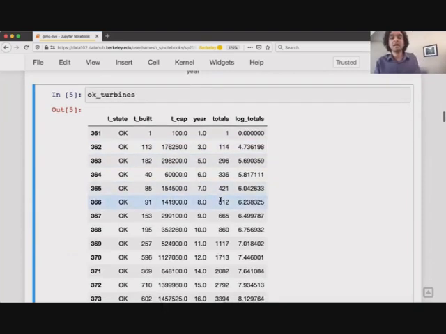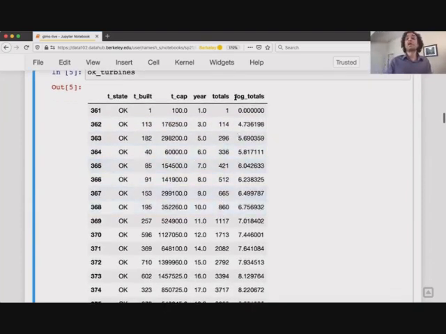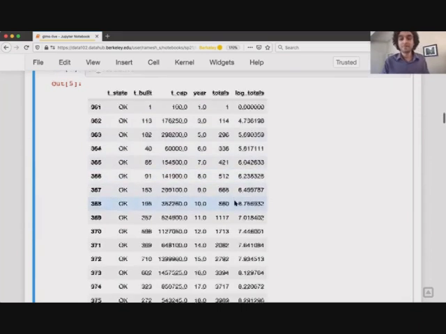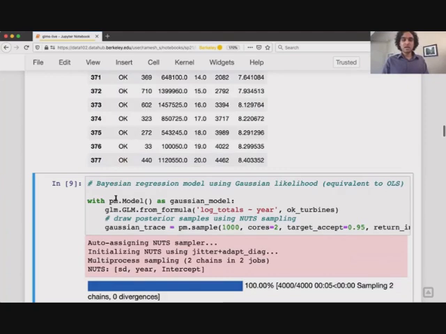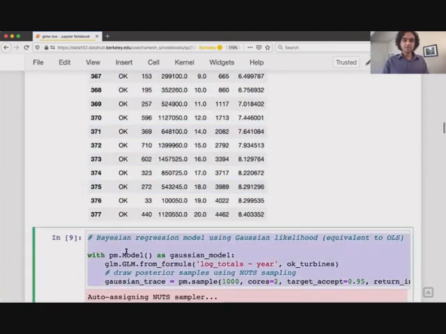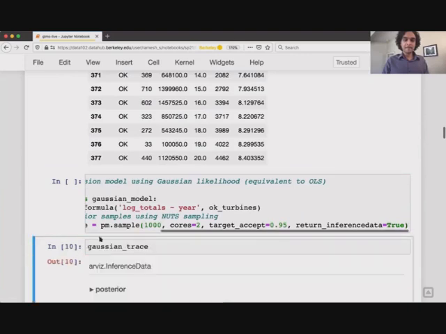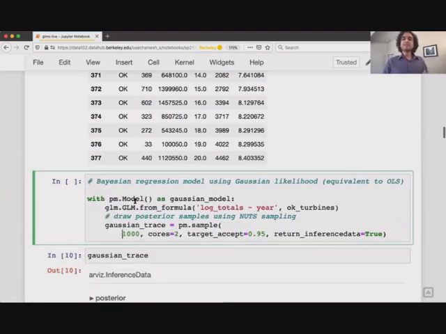Okay, so we have this data set, and I have the totals, and I also have this column log totals, which is just the log of this. So now I'm going to do a Bayesian regression model. Let's start a fresh cell. Similar to what you saw in lab, where we defined the variables like A is PM.beta, Z is PM.normal, and so on, here we're going to use glm from formula to do all the setup for us, right?